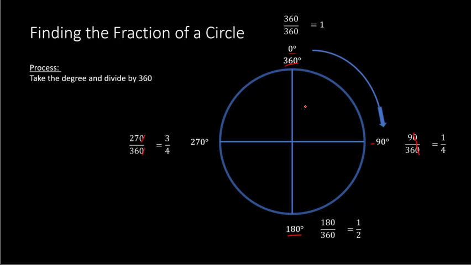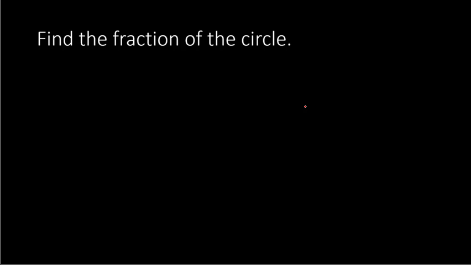So here are a couple more examples that you can practice. Take a look at these 3 examples and see if you can get to the answer on your own. If needed, you can pause the video and then unpause it once you want to check your work. So example 1 says, find the fraction of the circle that 40 degrees is. Remember, to do this, we take 40 degrees and then divide by 360, because 360 is the total amount of degrees in a circle.